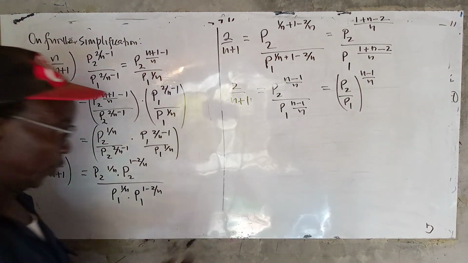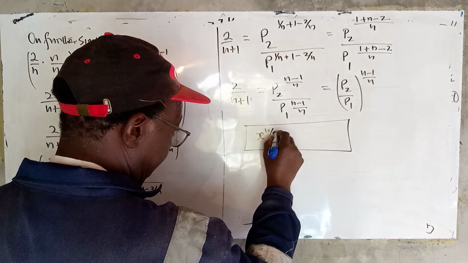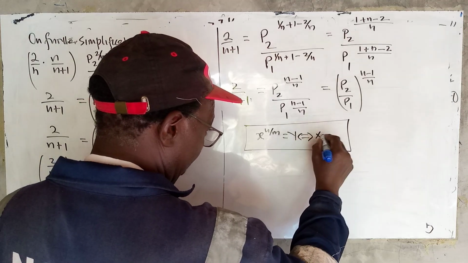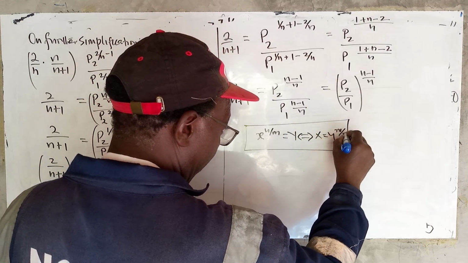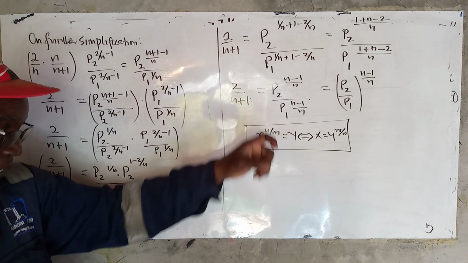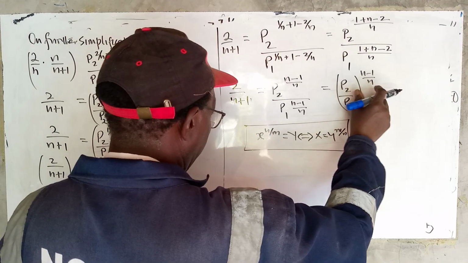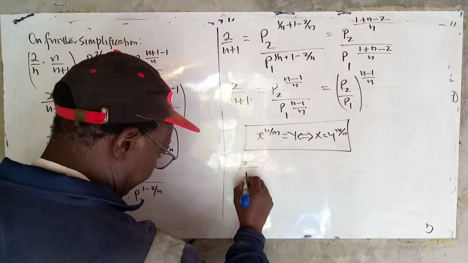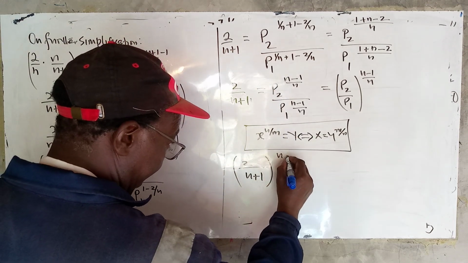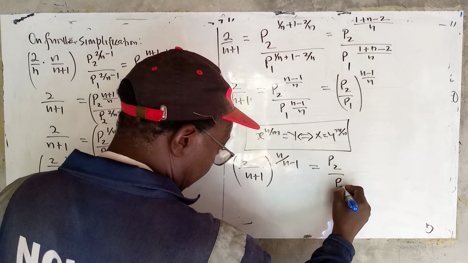And of course, we can use the identity which we know. If we have x to the n over m equals y, this can be written as x equals y to the m over n. We can take that exponent to y by simply dividing this with that, both sides. And so we can do the same here. So we will have 2 over n plus 1, to the n over n minus 1, is equal to P2 over P1.